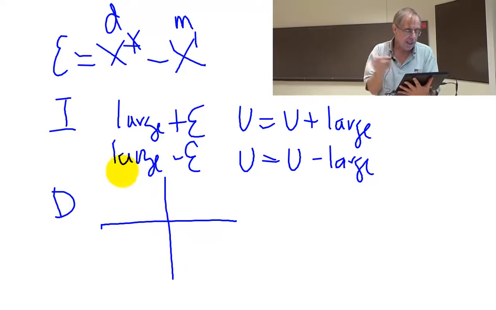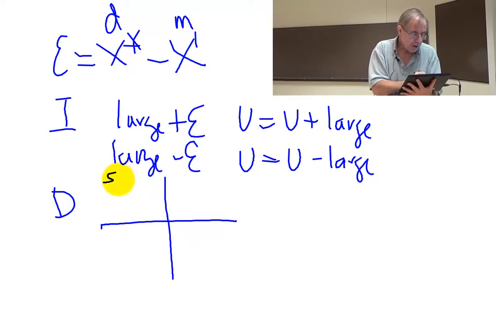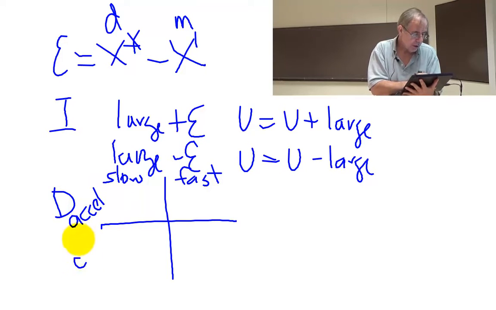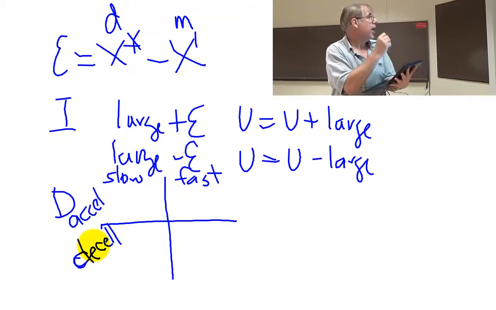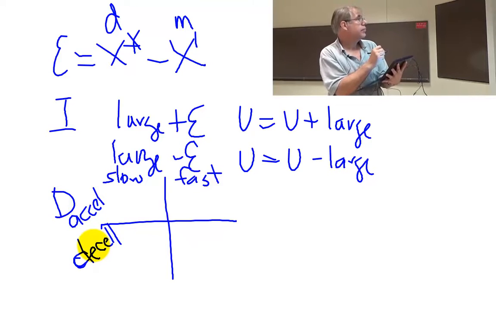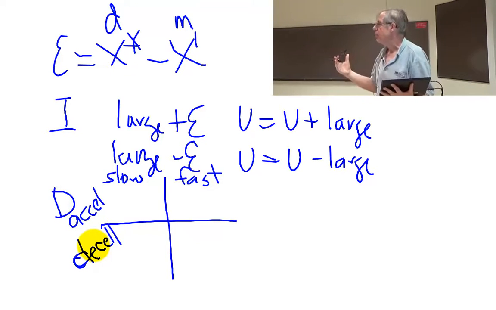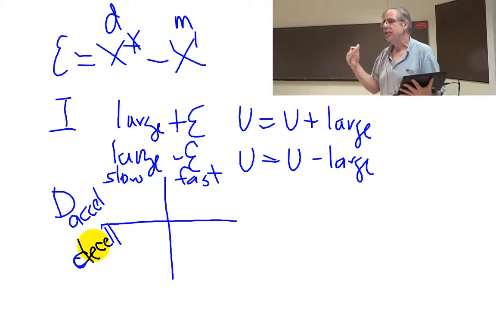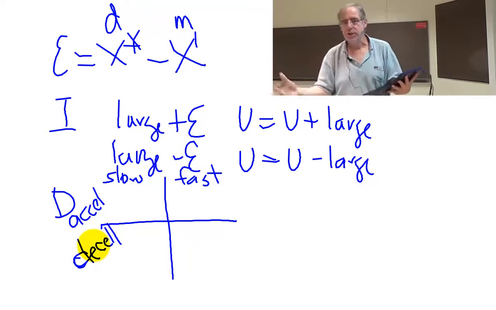Let's just make it in English. If I'm going too slow, if I'm going too fast, but I'm accelerating, or I'm decelerating. Right? Now, because the derivative of the error, since error is a speed in this context, the derivative of the error is an acceleration.